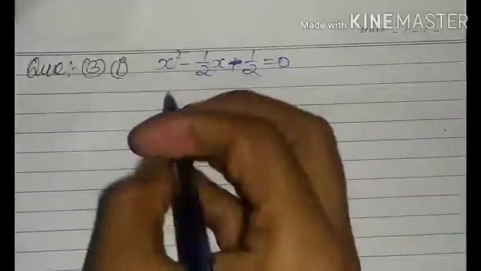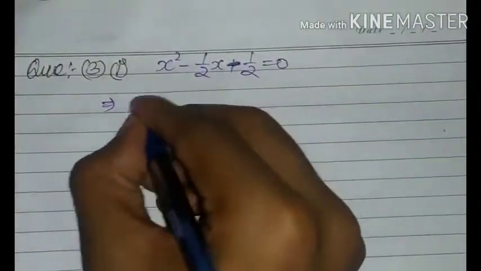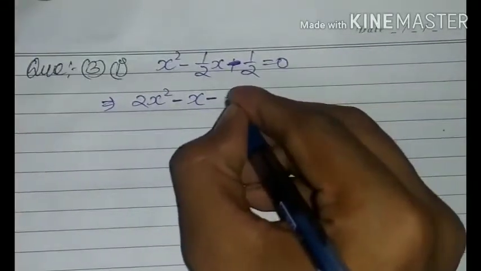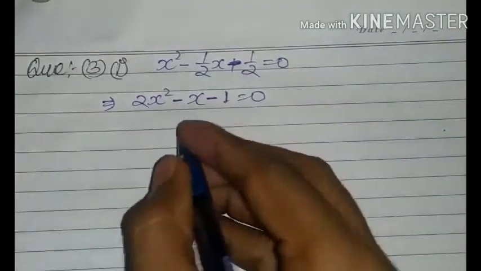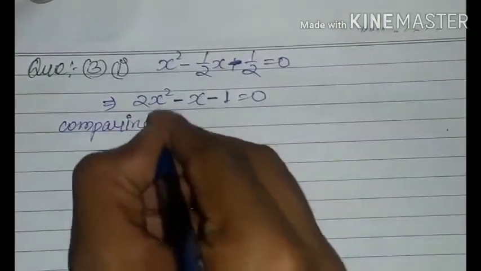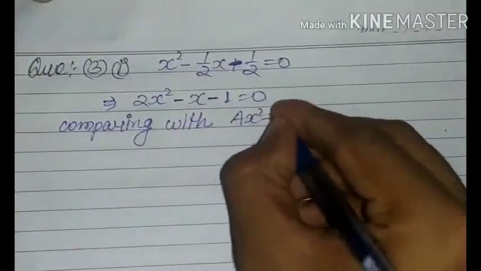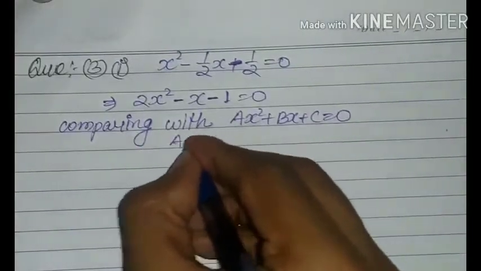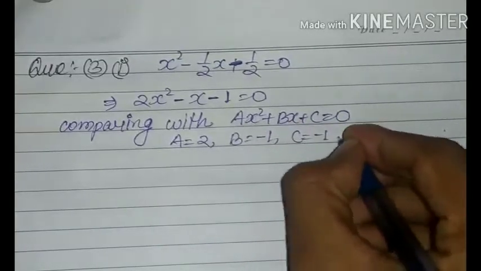Then for this I'm going to multiply by 2 on both sides. Then we will get 2x² − x − 1 = 0. Okay, I'm going to compare this quadratic equation with the standard quadratic equation ax² + bx + c = 0. We will get a = 2, b = −1, and c = −1.